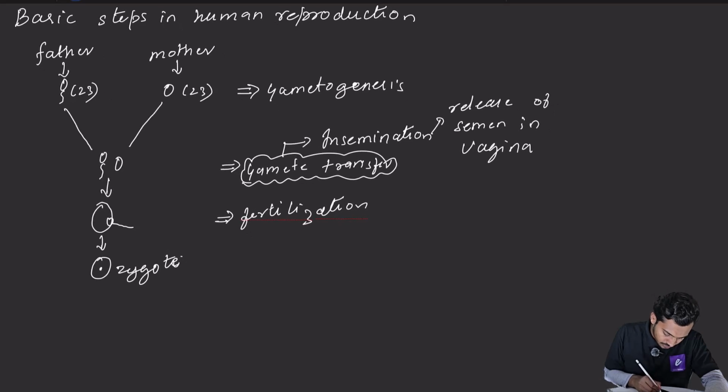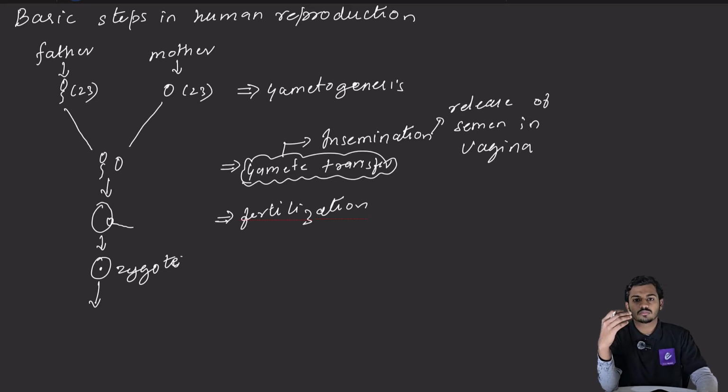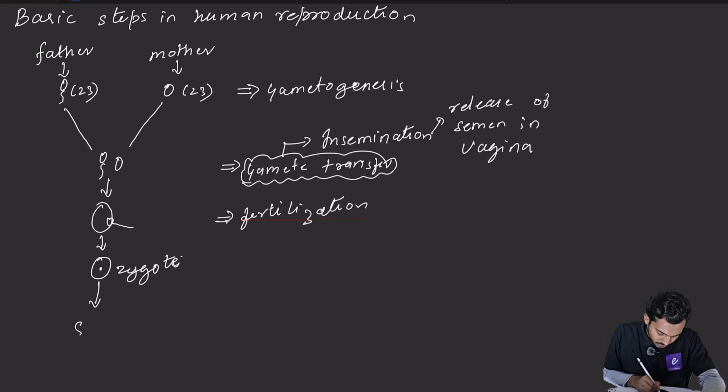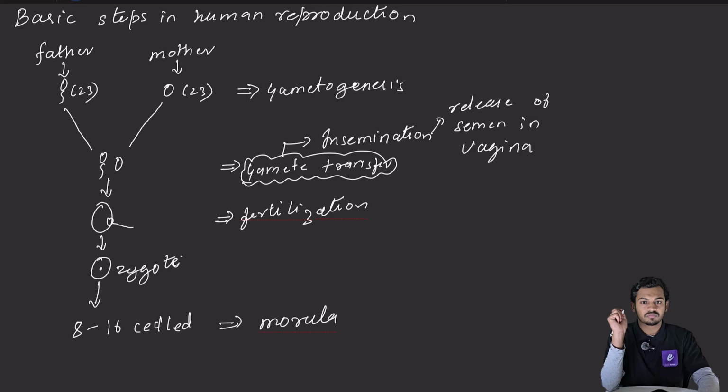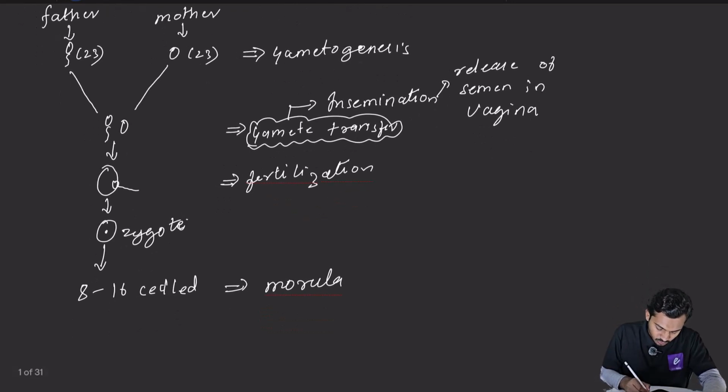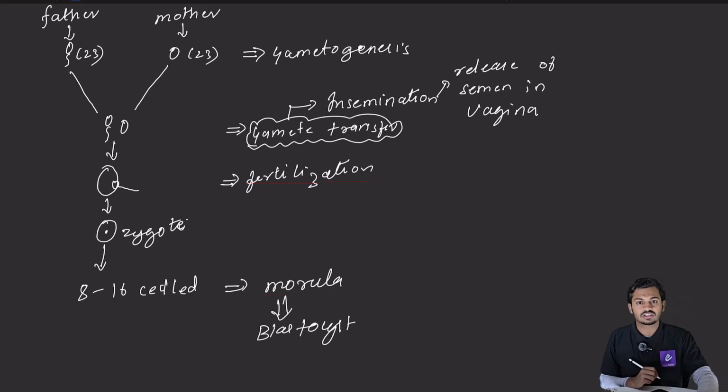Now what happens? The zygote will undergo mitosis. From one cell it will become two cells, from two cells four cells, from four cells eight cells, from eight cells 16 cells. This stage of 8 to 16 cells is called morula. So the zygote will then become morula. Understood? Now this morula will further divide, and this morula will become blastocyst.